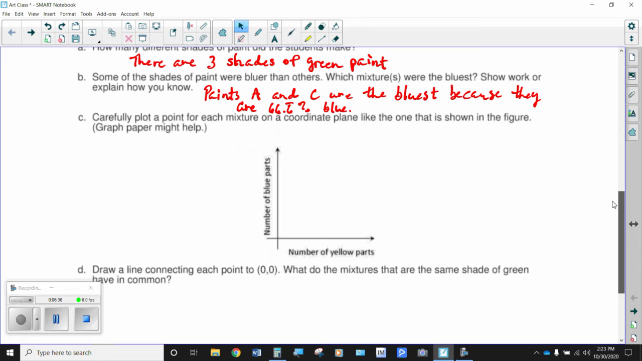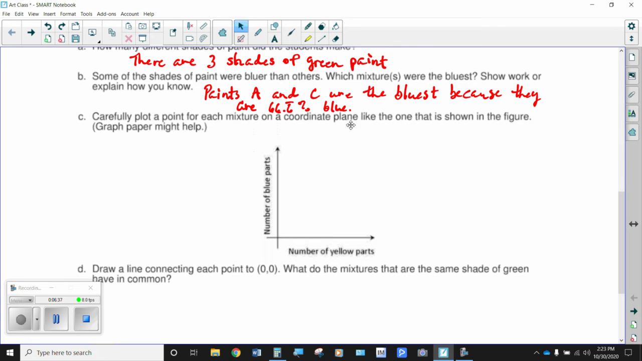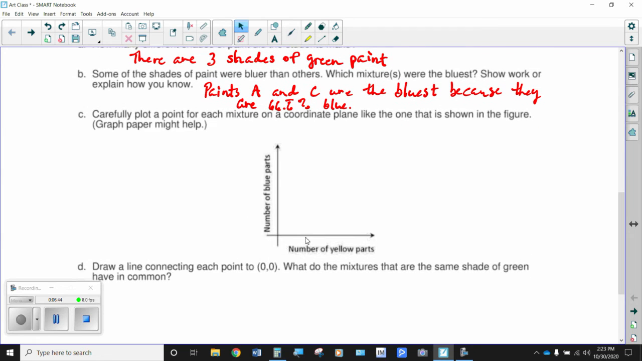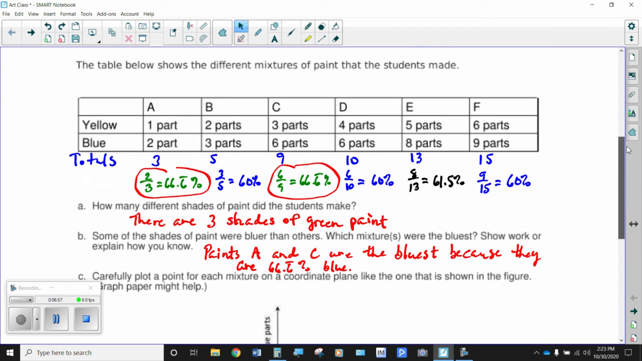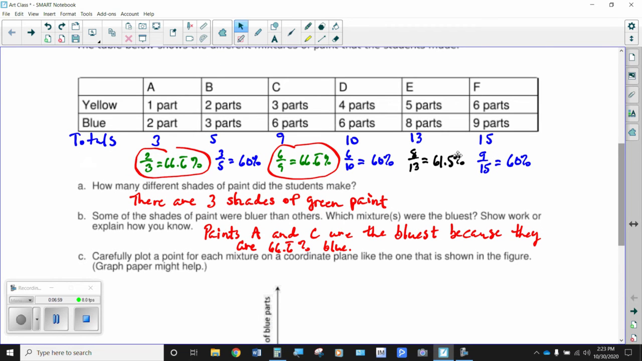Now, carefully plot a point for each mixture on a coordinate plane like the one that is shown in the figure. Okay, so you'll want to copy this down. So make the x-axis be the number of yellow parts, and the vertical axis will be the number of blue parts. And what we're going to do is take each one of these and plot them and see what kind of lines they form.